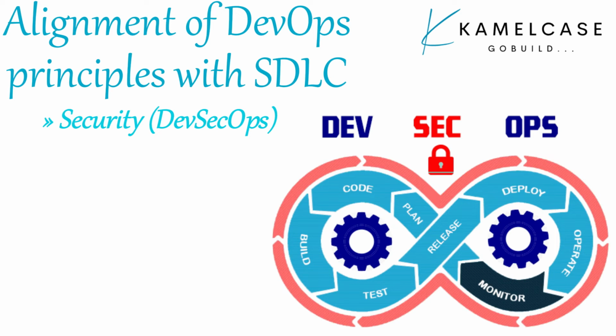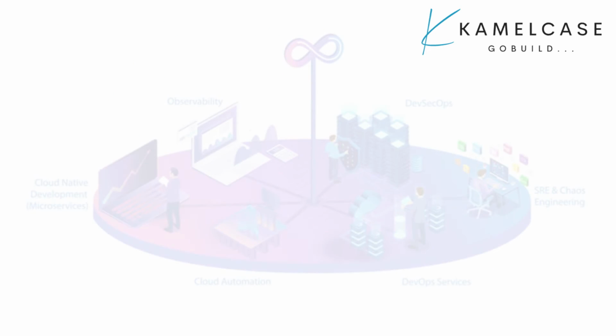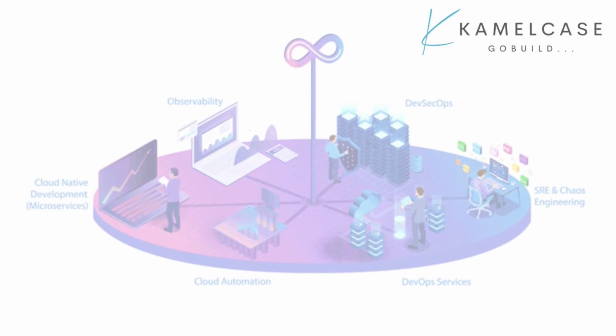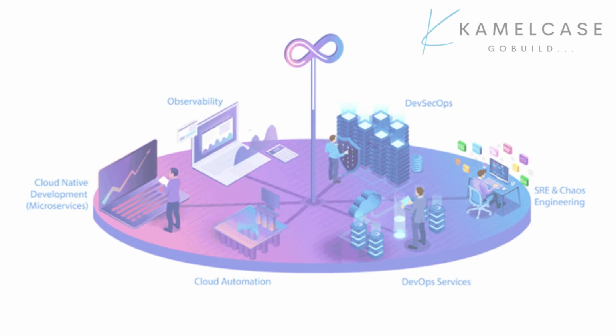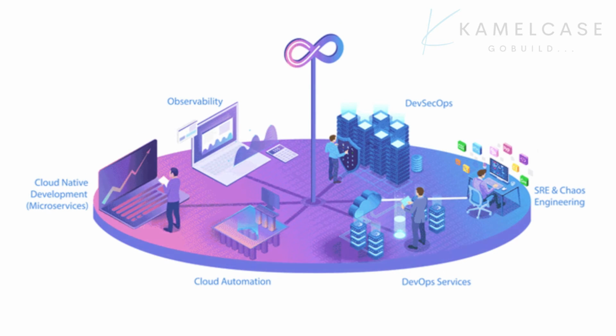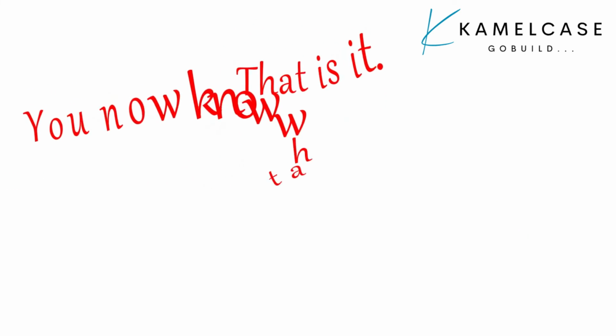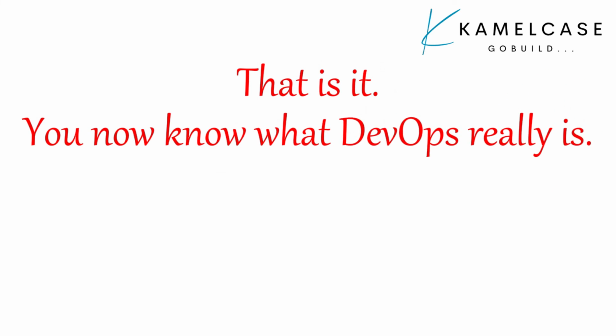So, with all of these explanations, we can see that by aligning DevOps principles with the SDLC process, organizations can create a more efficient, collaborative, and secure software development and delivery pipeline, ultimately leading to faster and more reliable software releases. That is it. You now know what DevOps really is.